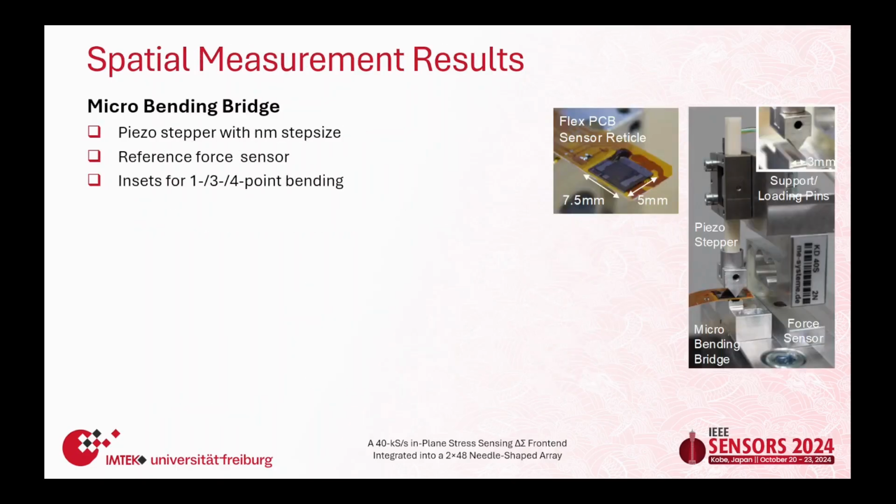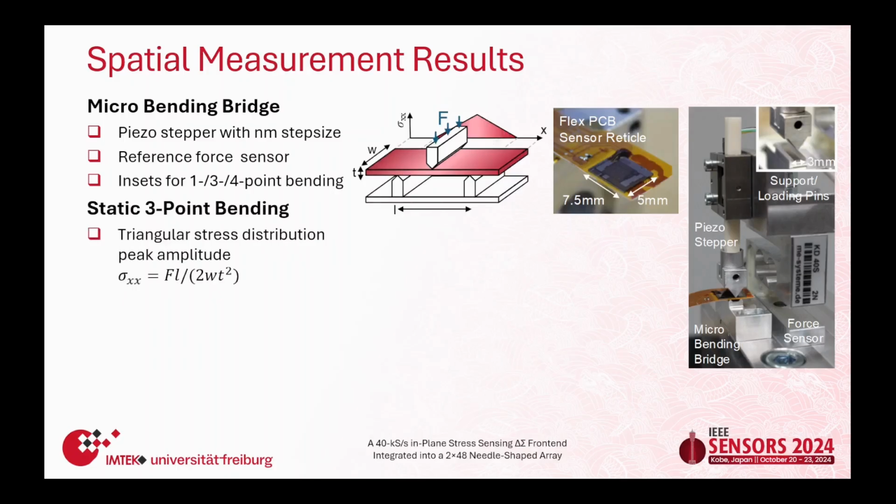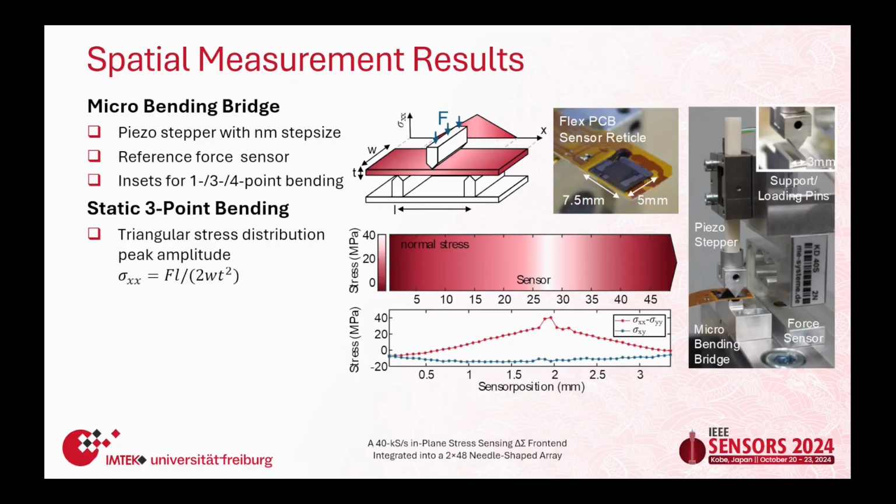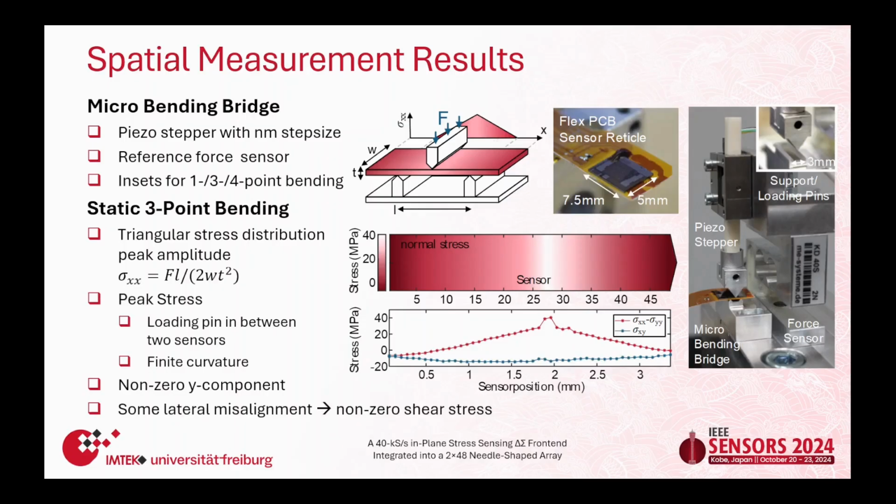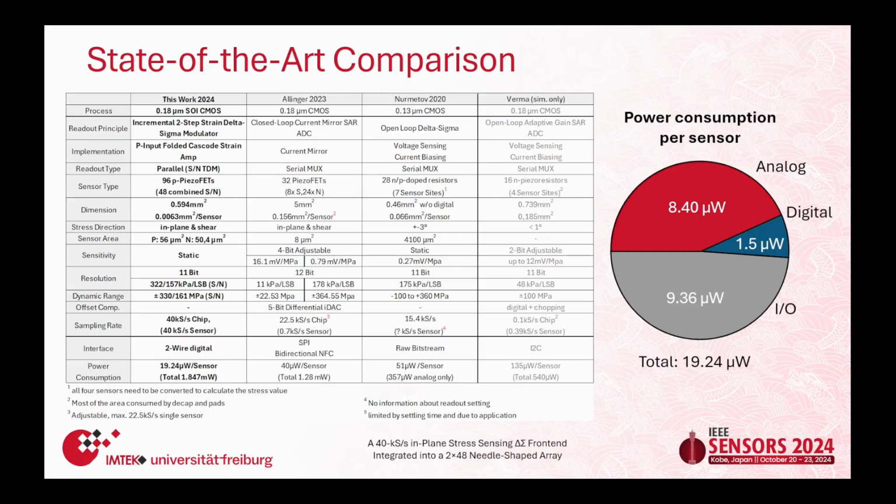The last thing we tried to figure out was the spatial resolution of our system. Therefore, we glued our reticle on top of a flex PCB, put it in a custom micro bending bridge, and applied a triangular stress distribution. As you can see over here, the results look quite promising. We have the triangular shape. There's a little bit of deviation here at the top, probably because I didn't hit a sensor directly, but rather in between two sensors. And also there's a non-zero shear stress component, which is probably because it's really hard to align the reticle in that setup.